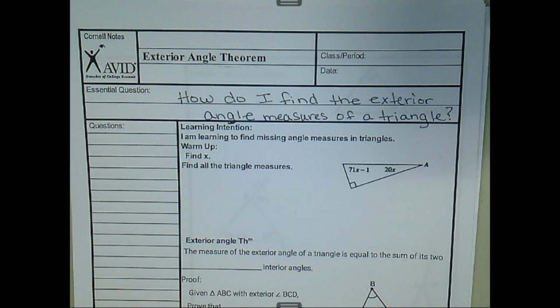So for your warm-up, this comes from our last set of notes. Find all the triangle measures. So what do we know about a triangle and its interior angle measures? Pause the video and see if you can complete it on your own. If you remember correctly, the sum of the interior angles of a triangle add up to 180 degrees.